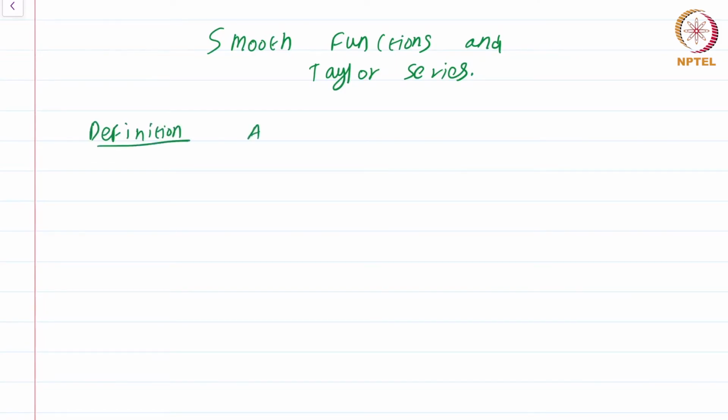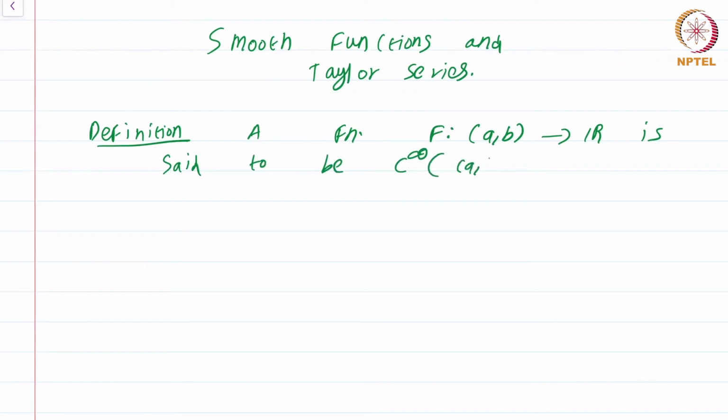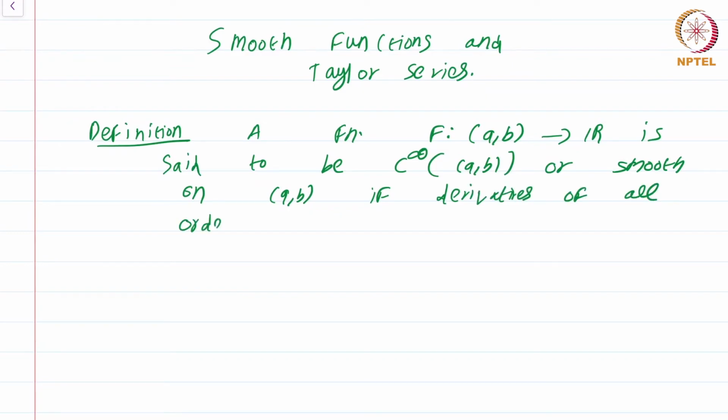Definition: a function f from (a,b) to R is said to be C infinity of (a,b), or just smooth on (a,b), if all derivatives of all orders of f exist and are continuous in (a,b).